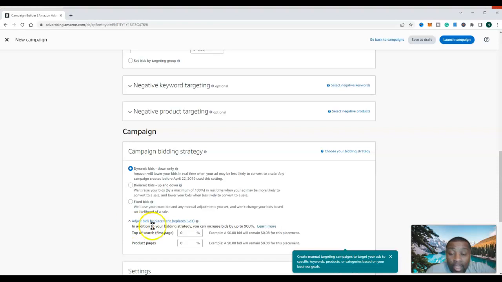All right, here on the ads that I created, I put 100% on here. I wanted to test this out because I saw a few people talking about it on YouTube, and they were saying that they had a better success rate. So this, in addition to your bid strategy, you can increase bids by up to 900%. So right now, with my bid being 8 cents, it will be increased to 16 cents, right? If it's on the top search first page, product pages, and things like that.